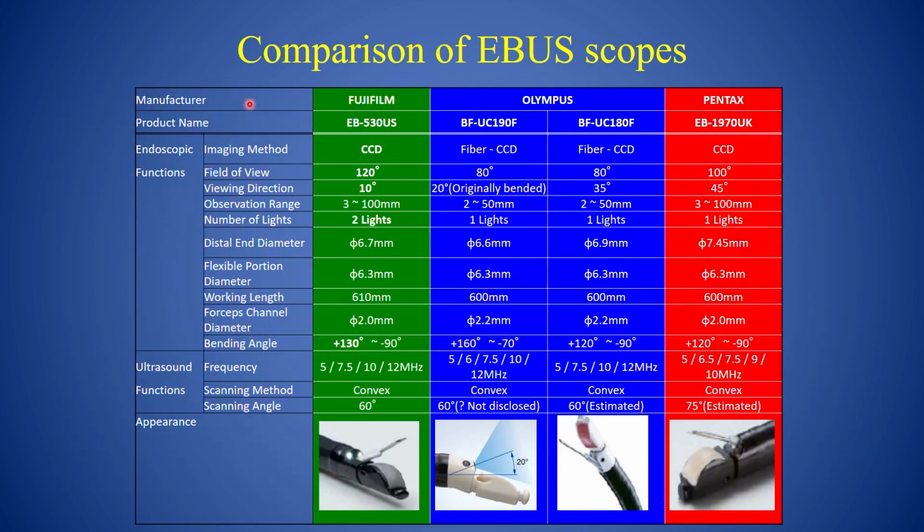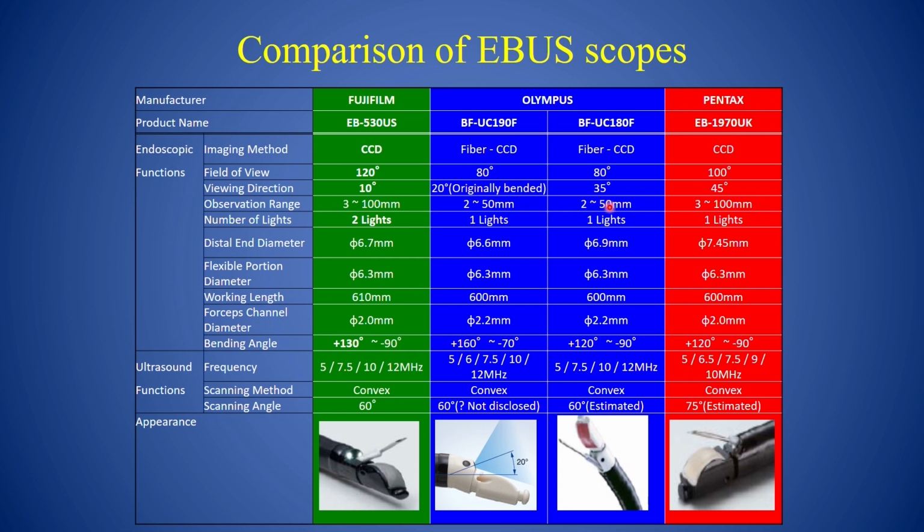So this is the head-to-head comparison between Fujifilm, Olympus, and Pentax. If you look at the important points, there is a greater field of endoscopic view with the Fujifilm. It's around 120 degrees compared to 80 degrees with the Olympus. The viewing direction is only a 10-degree forward oblique viewing as compared to 20 degrees with the newer Olympus scope and 35 degrees with the previous Olympus scope.